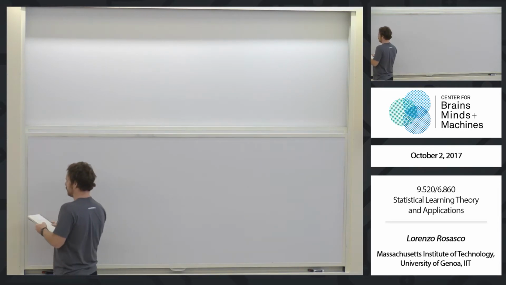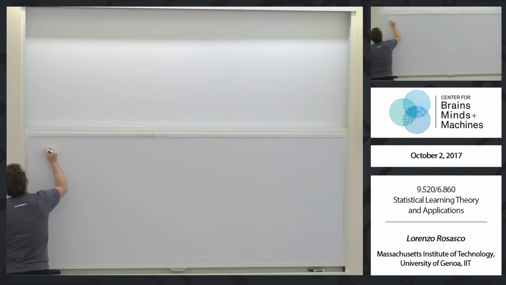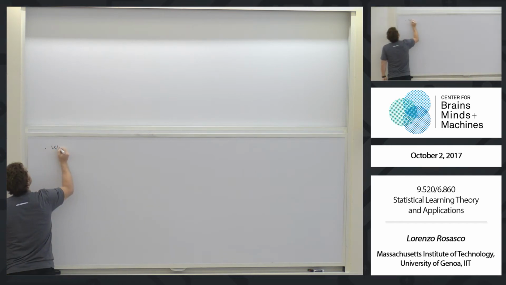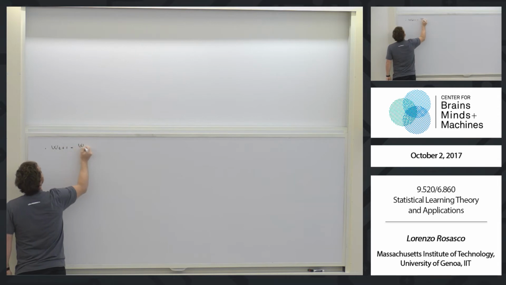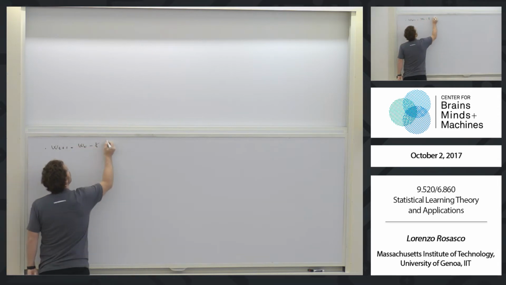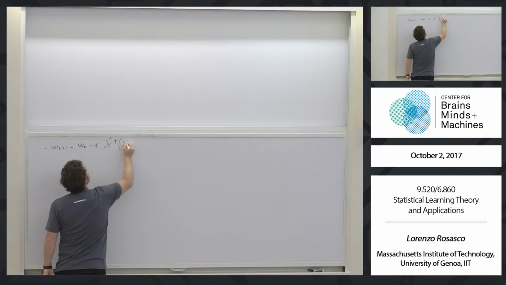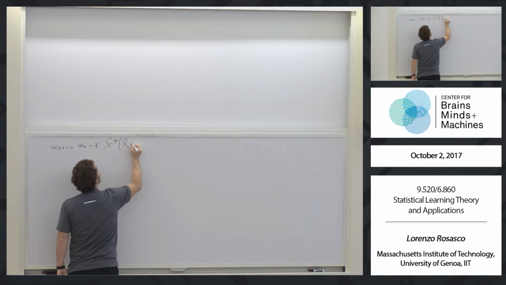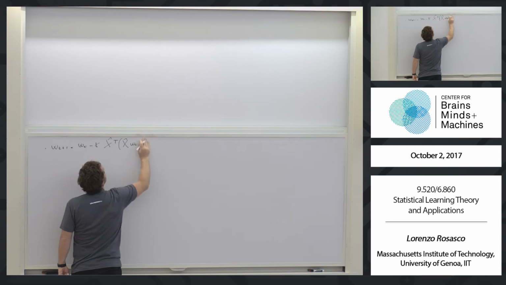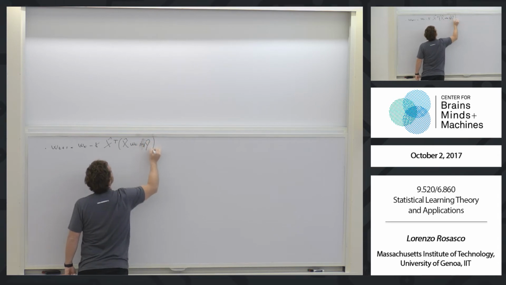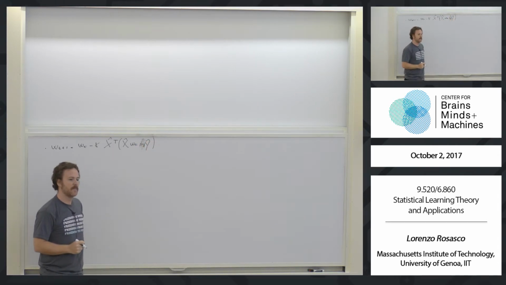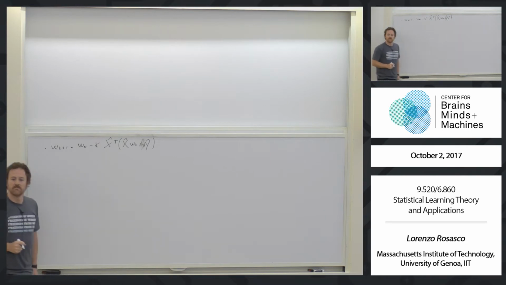Let's consider the following thing. w_{t+1} equals w_t minus gamma x transpose (x w minus y hat). Okay? What is this?